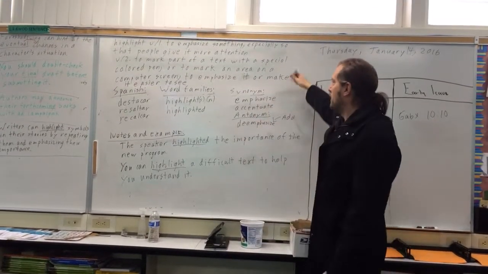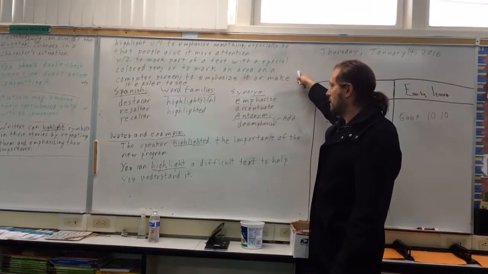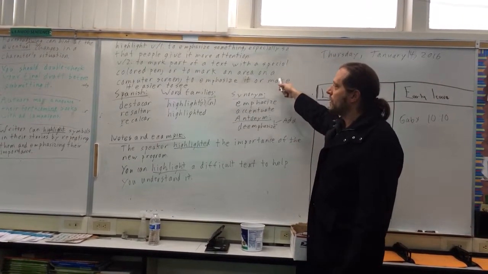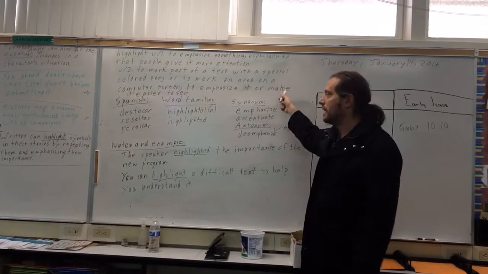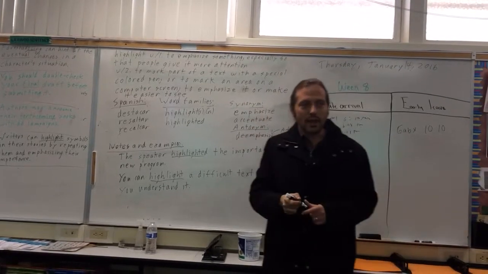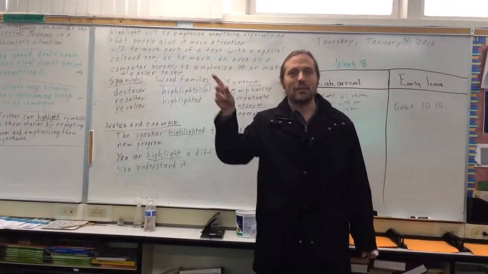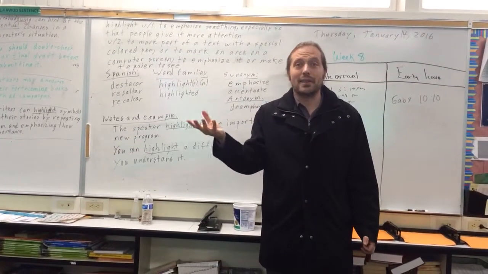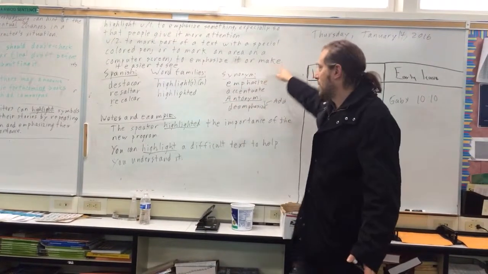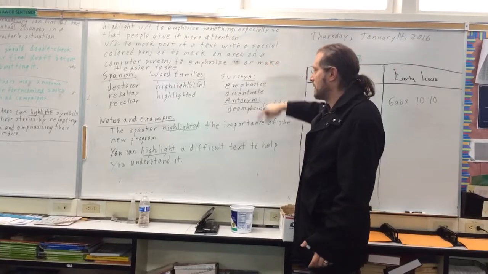So you mark part of the text with a special colored pen, or you can also use it for computers, to mark an area on a computer screen. If you select something on a computer screen, like to copy and paste, you can say select or you can say highlight. So that's another use, to emphasize it or make it easier to see.